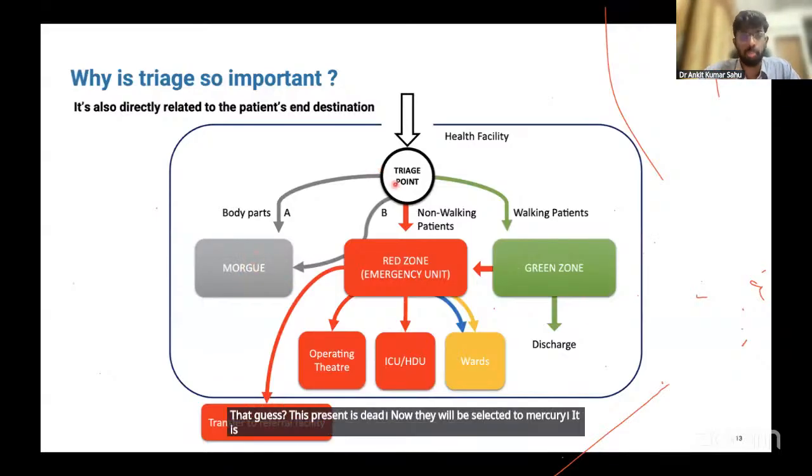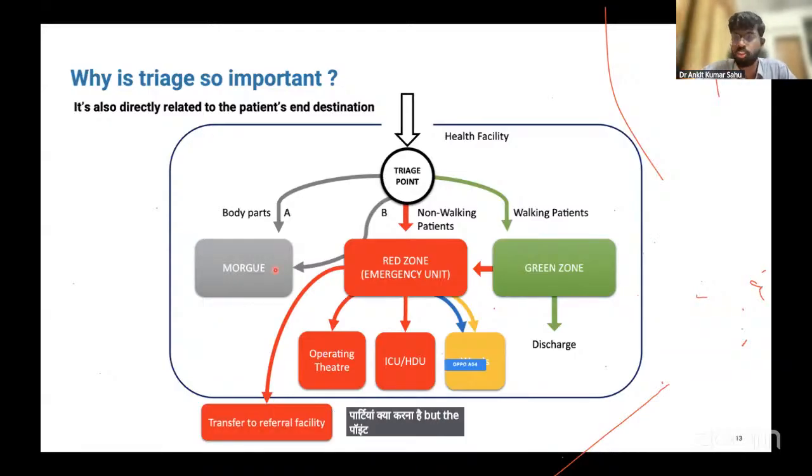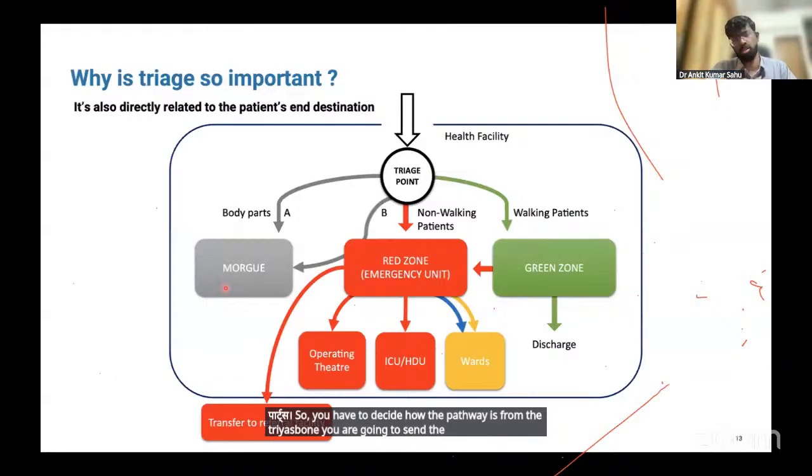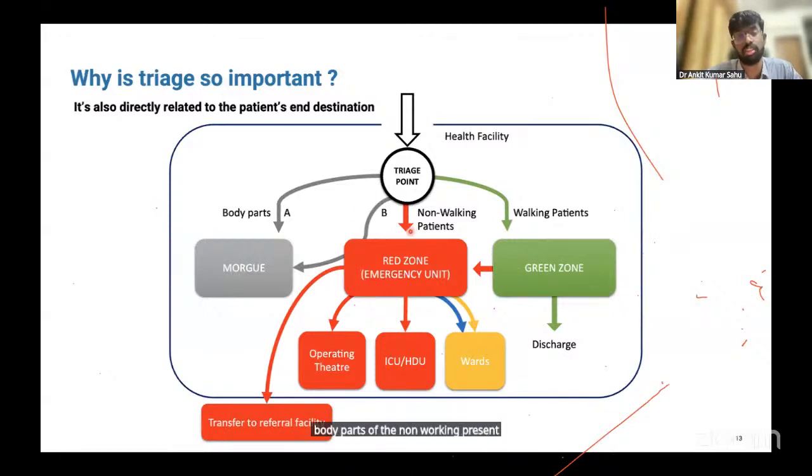It is the hospital policy how you're going to handle the body parts. You may be thinking that this might not be a possibility, for example, what to do with body parts. But the point is, whenever mass casualty management is activated, you might get body parts: a single hand, a single limb, just a head. So you have to decide what the pathway is. From the triage point, you are going to send the body part to the morgue or through the red zone. There are a lot of other departments involved, specifically forensic medicine and mortuary people. How are we going to manage the body parts, the non-working patients, or the deceased patients, the dead patients?